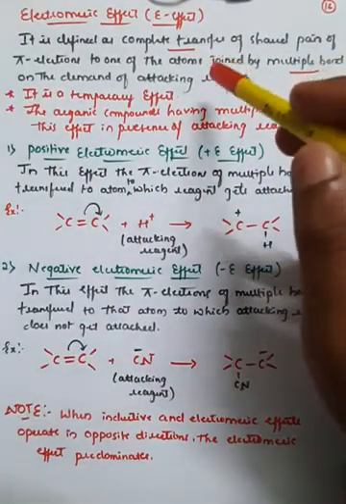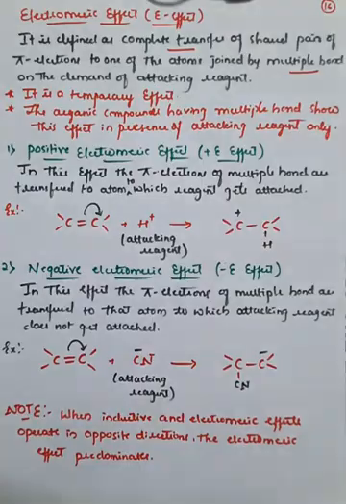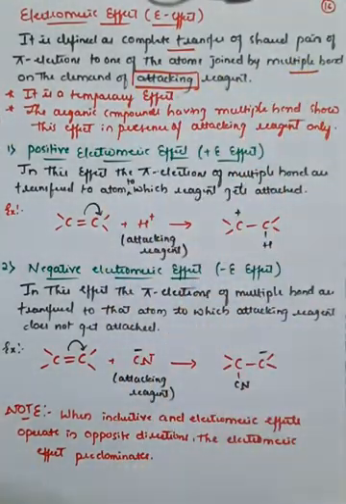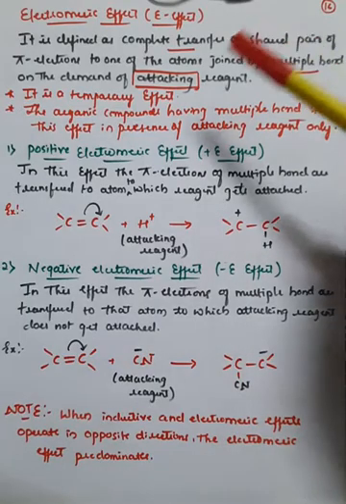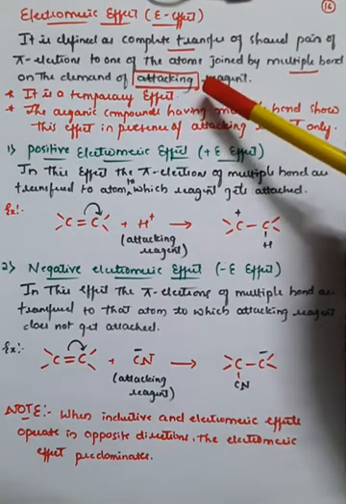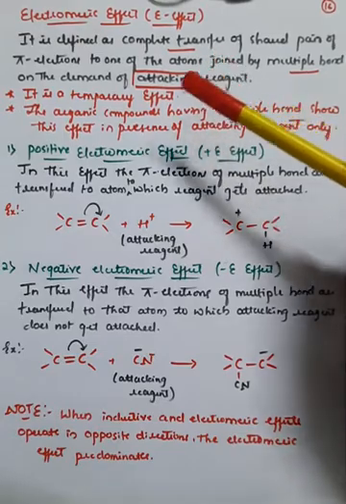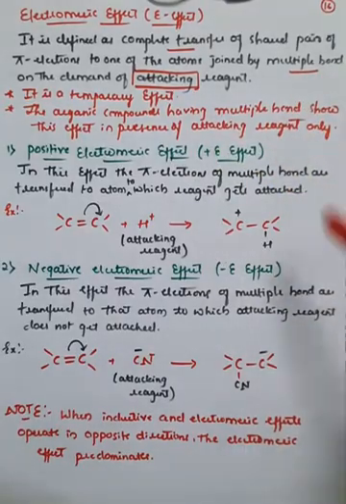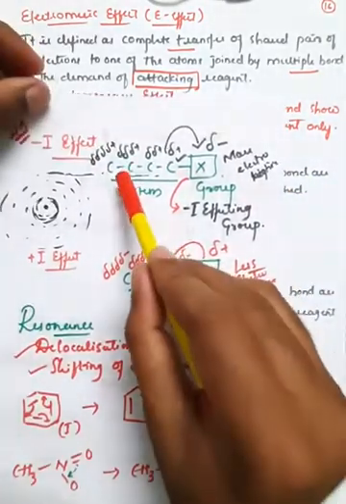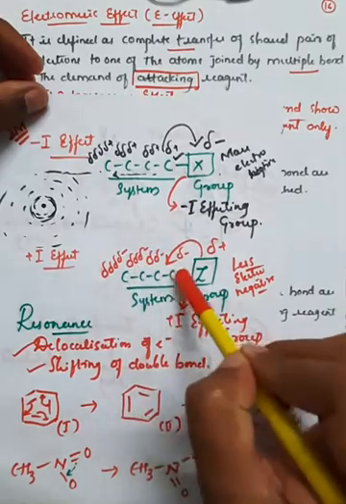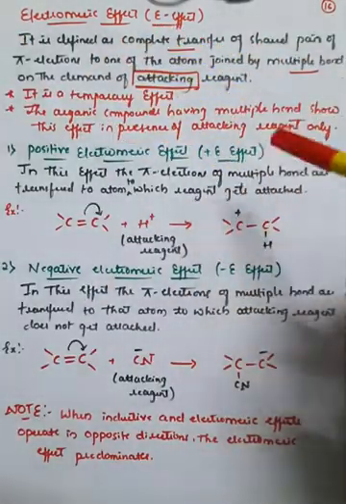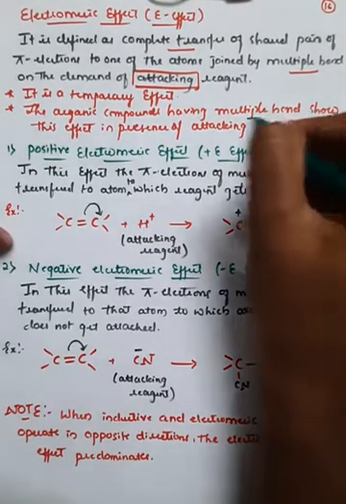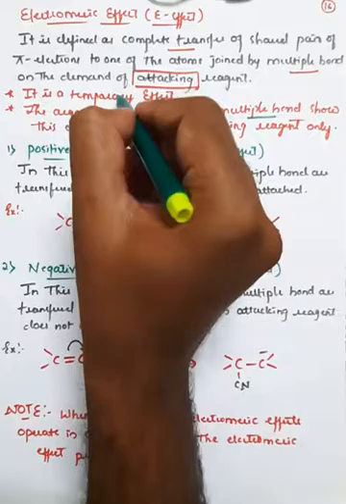But in this case, one important thing is the attacking reagent. Only under the influence of the attacking reagent does the electromeric effect take place. There are two important points here. One is that it is a temporary effect, so it is not a permanent effect like the inductive effect. And the second one is that organic compounds having multiple bonds show this effect, right? In the inductive effect, all the atoms are single bonded, so there was no chance of a multiple bond. But in the electromeric effect, only in the presence of a multiple bond can the effect be observed, and this is a temporary effect.